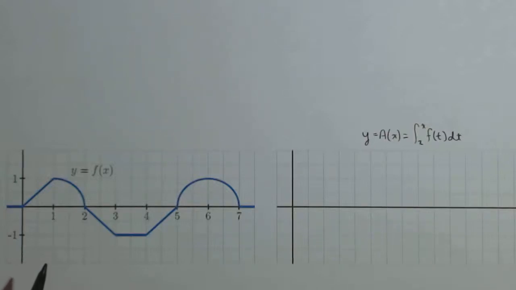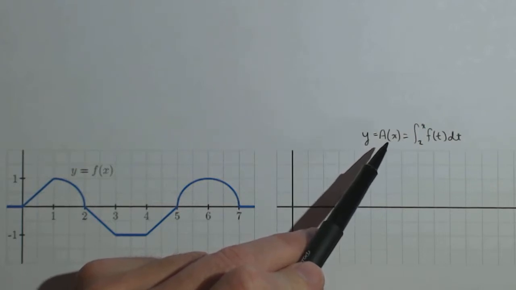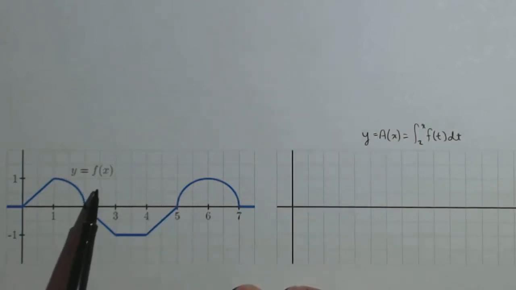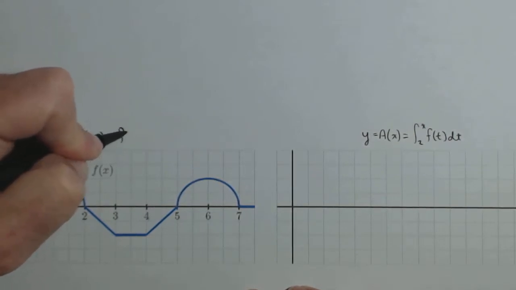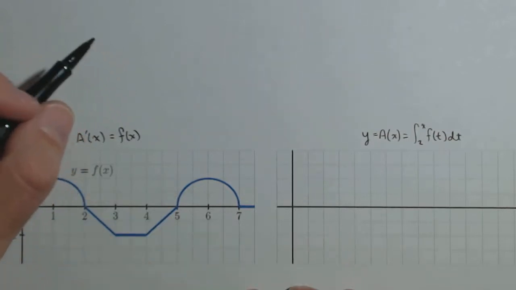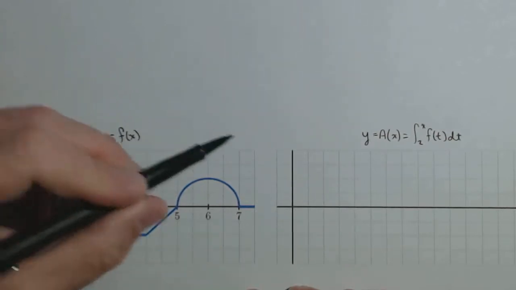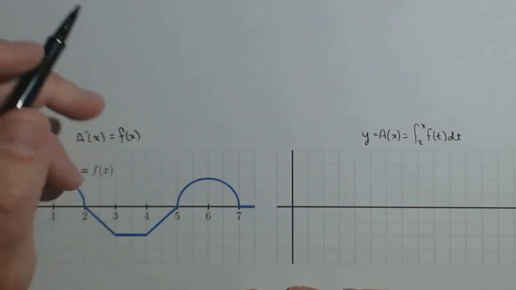In activity 5.4, we're going to be sketching the graph of A of x based on what we know about f of x. Right off the bat, part A says, what's the relationship between A of x and f of x? By the second fundamental theorem of calculus, we know that A prime of x is f of x. This is the derivative of this function. So we're going to use that information when we sketch this, as we have in some of the other activities.